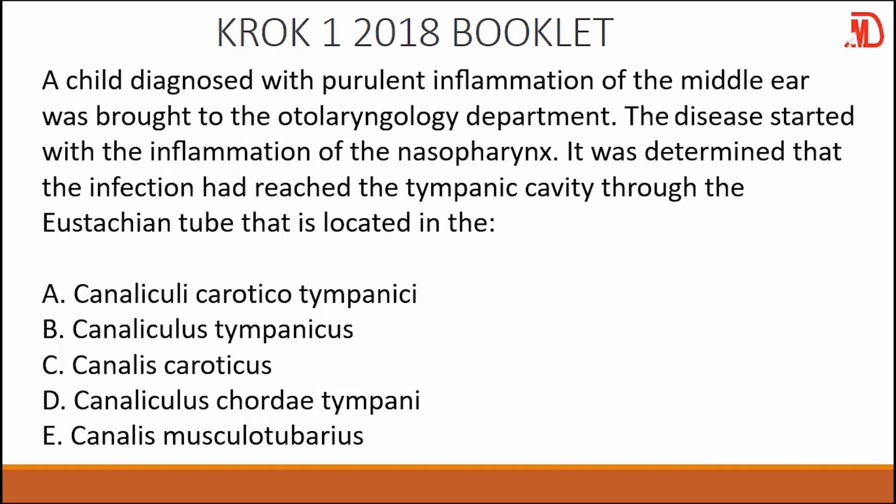This tube is also called the auditory tube or pharyngotympanic tube, which is a tube that links the nasopharynx to the middle ear. It extends from the anterior wall of the middle ear to the lateral wall of the nasopharynx, approximately at the level of the inferior nasal concha. The canal through which the auditory tube passes is called the canal for auditory tube, also known as canalis musculotubarius. So our answer is E.